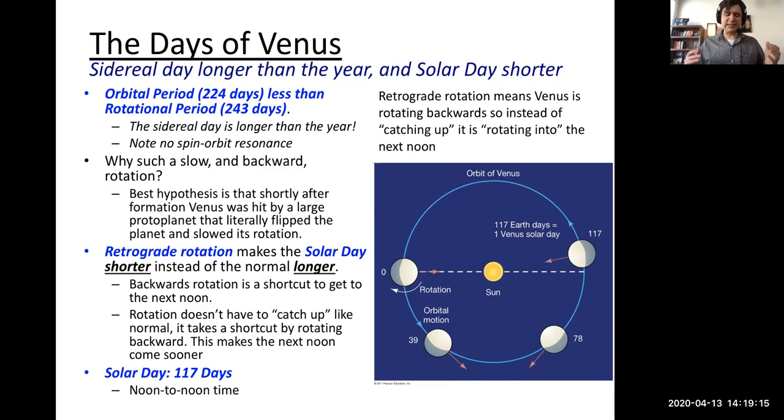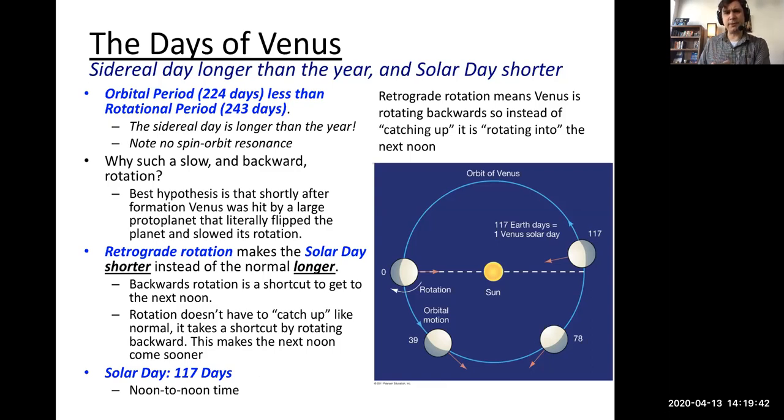So when we see things that are a little bit mysterious, we assume that it got hit by something large early in its formation. It's the same argument for why Uranus rotates on its side. Now, a revisit to this concept of a solar day. And we're going to apply the fact that Venus has a retrograde rotation to the idea of a solar day.